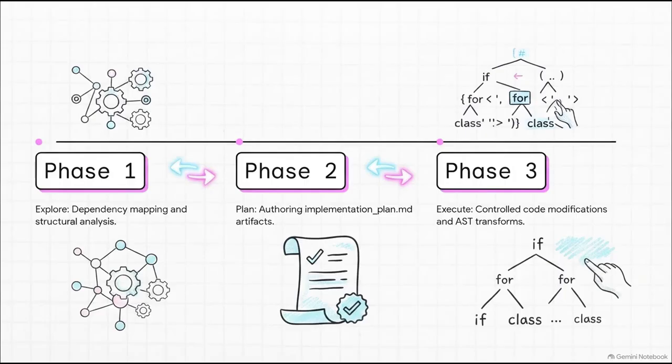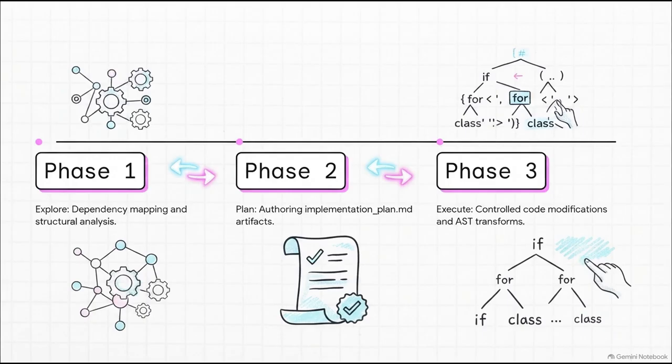And to keep these agents from spiraling into infinite failure loops, this orchestration is forced into a very strict explore, plan, execute workflow. Before a single line of actual code is touched, the agent maps dependencies in the explore phase. Then, in the plan phase, it literally authors an implementation plan artifact. This is huge because it creates a verifiable proof of work trail that you can audit. Only after that precise plan is established does the agent move to phase 3, execute, for controlled code modifications.